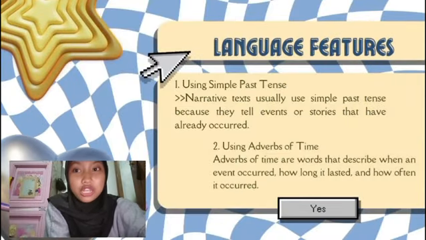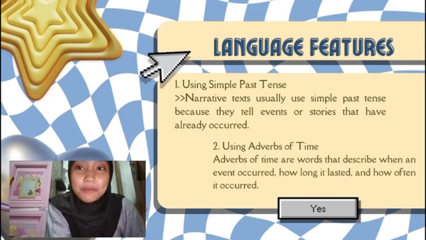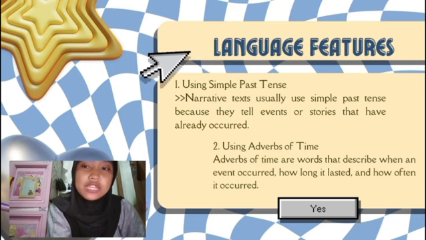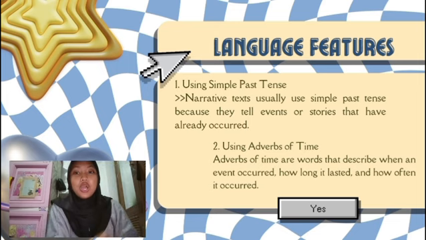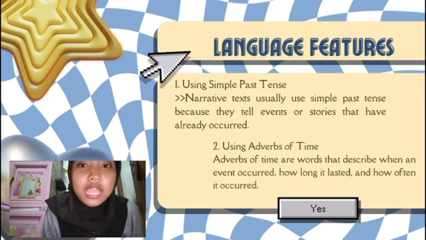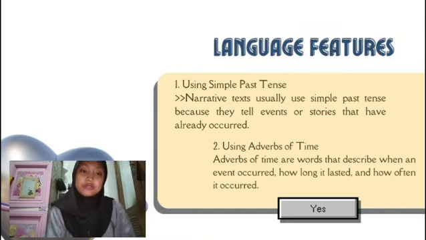Next, language features. 1. Using simple past tense. Narrative texts usually use simple past tense because they tell events or stories that have already occurred. 2. Using adverbs of time. Adverbs of time are words that describe when an event occurred, how long it lasted, and how often it occurred.